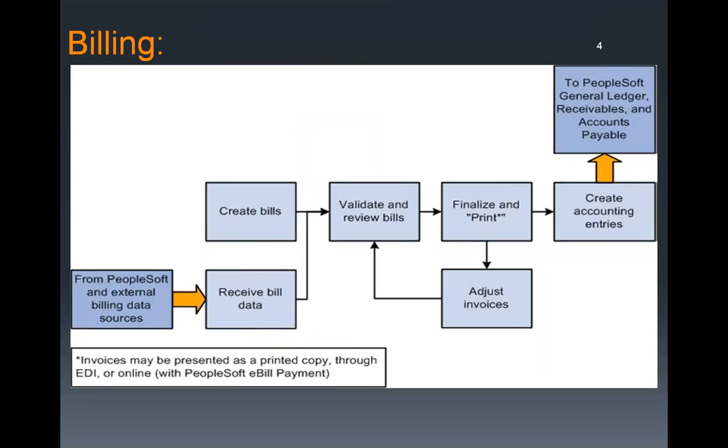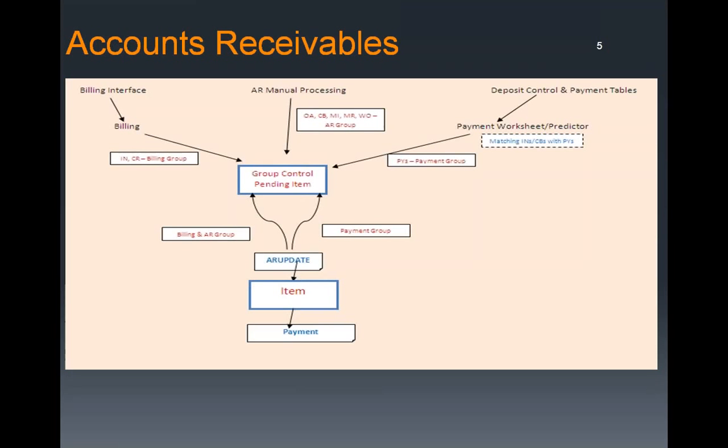That's why, when you are doing finalization and printing, you have one process in PeopleSoft that loads all the bills into receivables. Here that invoice is called an item. The main transaction in Accounts Receivable will be the item, not the invoice.